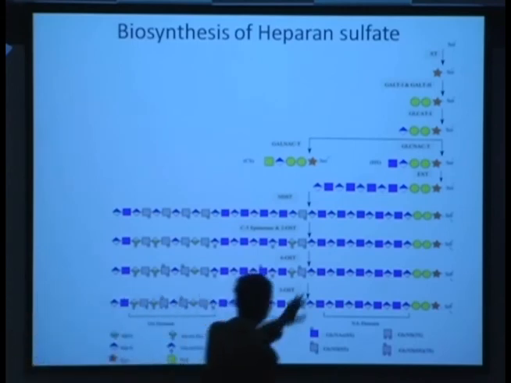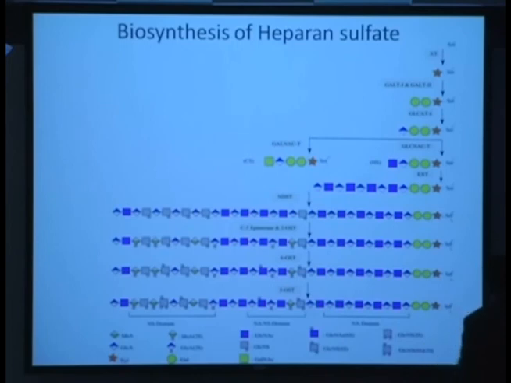Also, what we haven't shown in this slide, which you should be aware of, is that both this xylose and this galactose can be modified. Xylose can have a 2-O phosphorylation, a phosphate at the 2 position, and this galactose can have a sulfate at the 6 position and the 4 position.